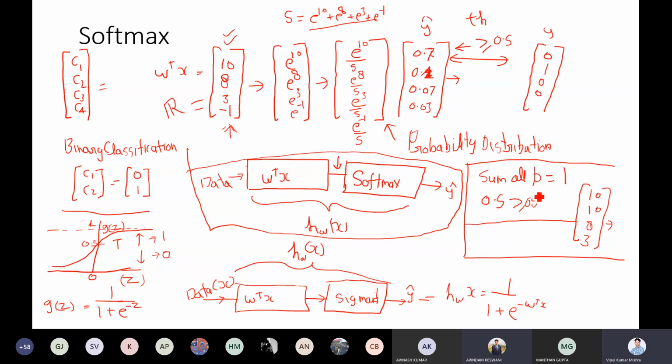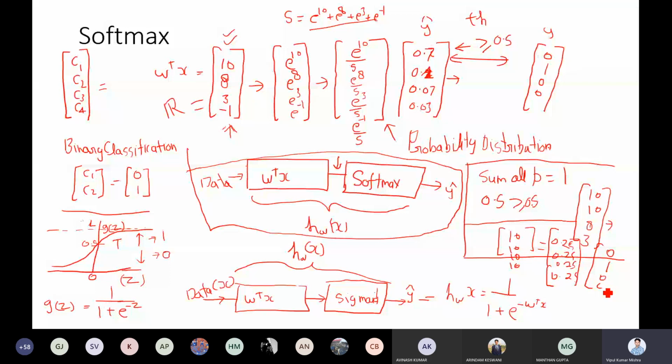It is very much possible, at the initial stage, if all values come as 10, 10, 10, 10, then definitely the probability value will be 0.25, 0.25, 0.25 and 0.25, right? Now it will compare with this 0, 1, 0, 0. For example, this is your original y, this is your y cap, and this will be the original y.